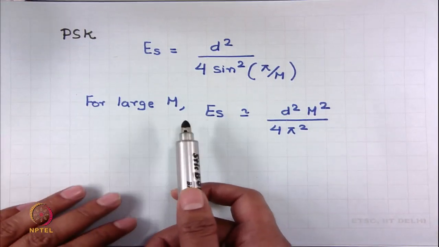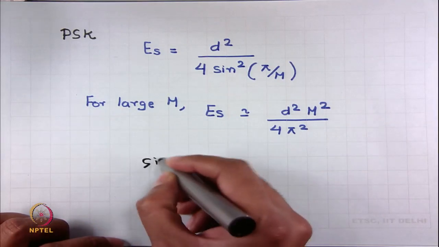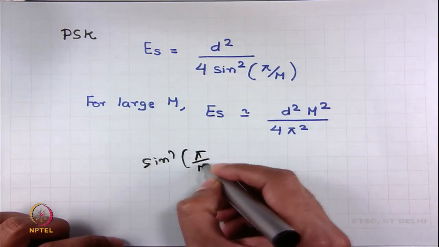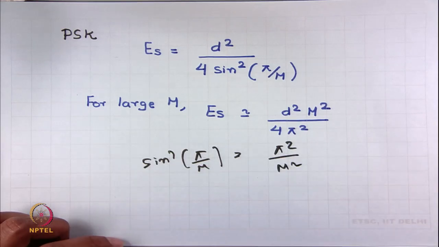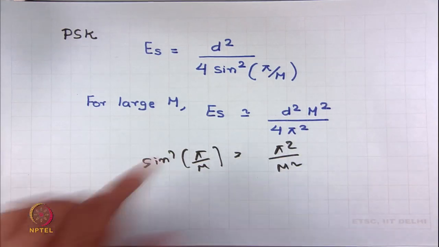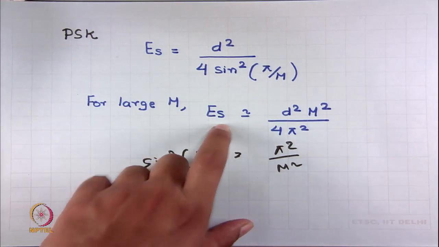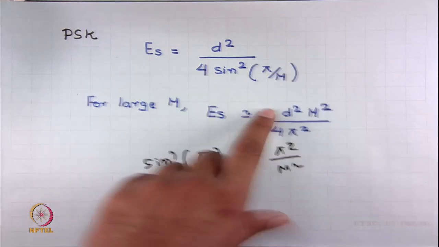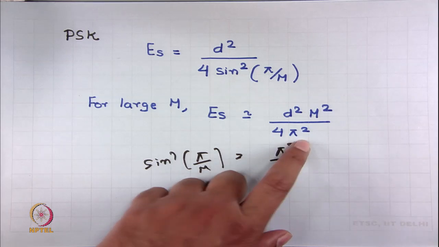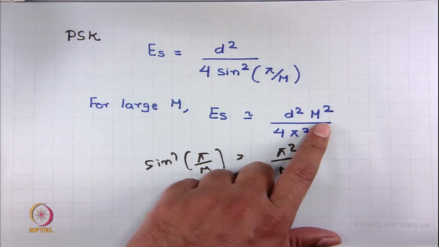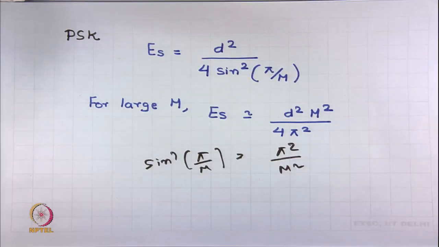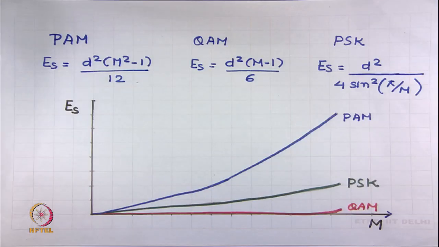We can see that for large M, sin square pi by M can be approximated as pi square by M square. Of course, this is only true if M is pretty large. We get average energy per symbol as approximately d square M square by 4 pi square. Important thing is the average energy again grows with M square for very large M, and thus you must have understood that PSK based systems should also not be used for large M, right.